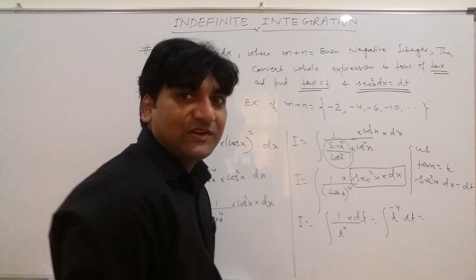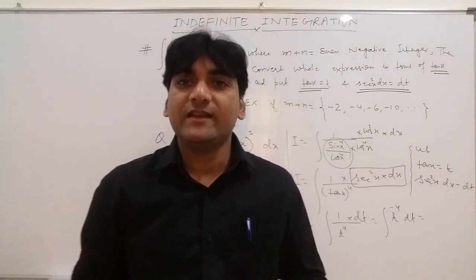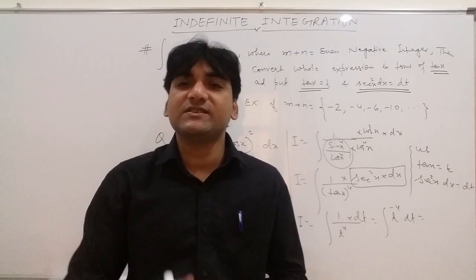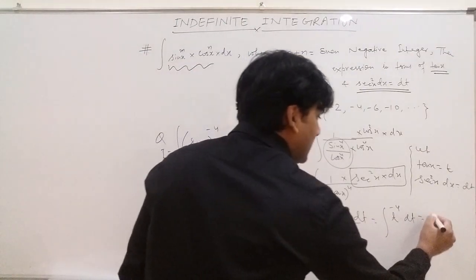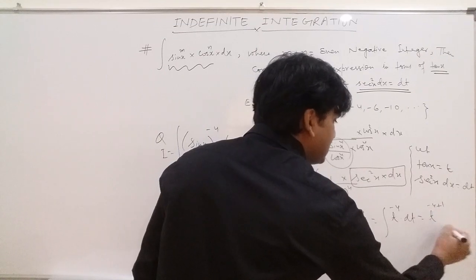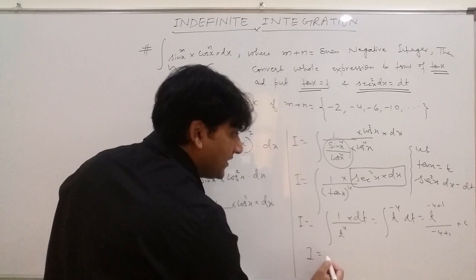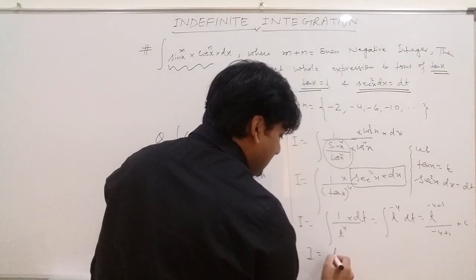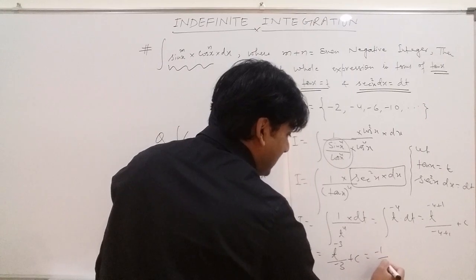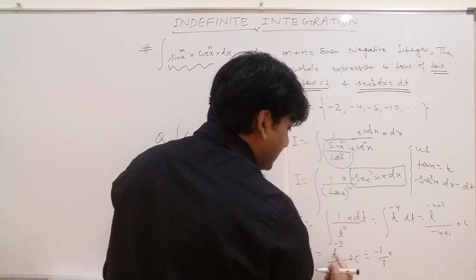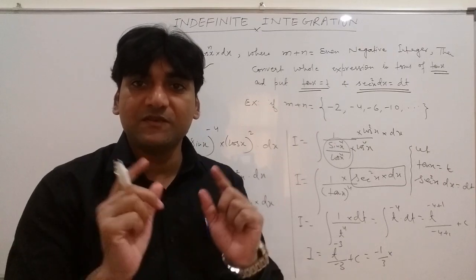And you know, t raised to minus 4 is like x raised to n integration. And the integration of x raised to n is x raised to n plus 1 over n plus 1, right? So right now, we got t raised to minus 4 plus 1 over minus 4 plus 1 plus c, right? Now this I equals, I got t raised to minus 3 over minus 3 plus c. So minus 1 over 3 times t cubed. Now we have to give the answer in terms of x, not in terms of t.